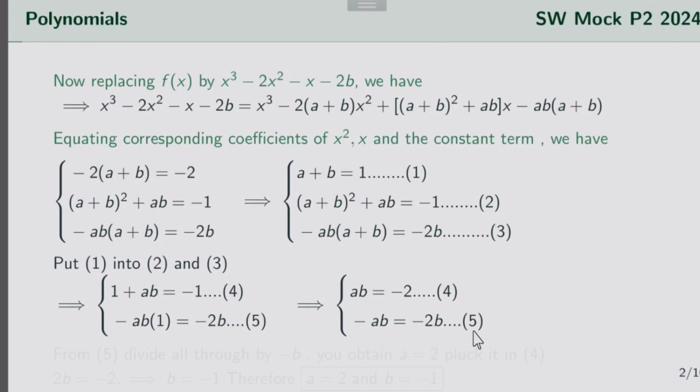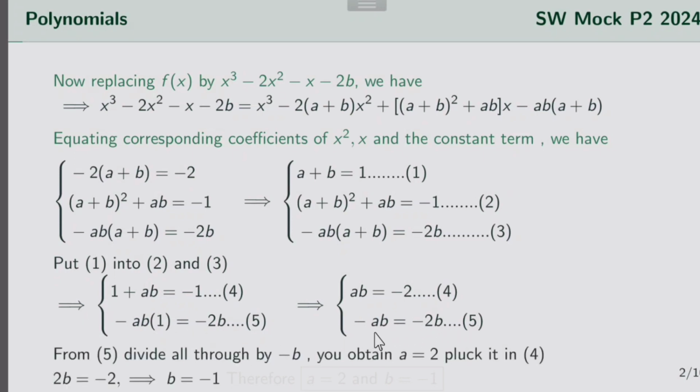This is equation 5. Now, these two equations become very simple to solve because in equation 5, notice that B is common on both sides of the equation. So if I divide the left hand side by negative B and the right hand side by negative B, then negative B cancels out from both sides and a gives me a value of 2.